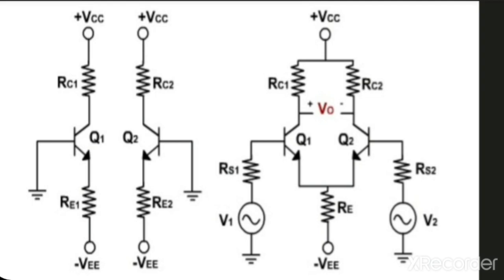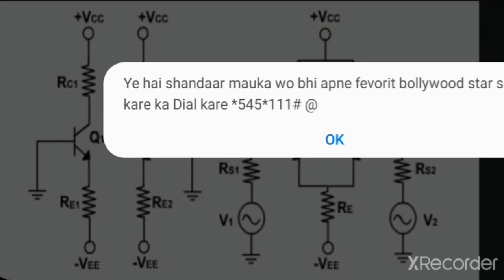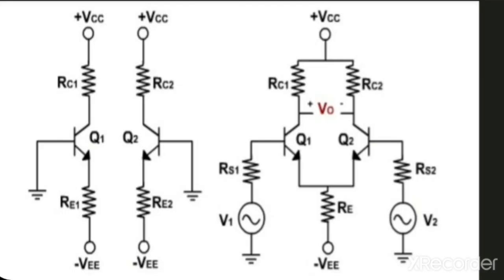In this way, we have constructed a differential amplifier using two identical emitter biased circuits. The output at the collector of transistor Q1 is VO1 and the output at the collector of transistor Q2 is VO2. The difference of these two voltages is the output voltage VO.